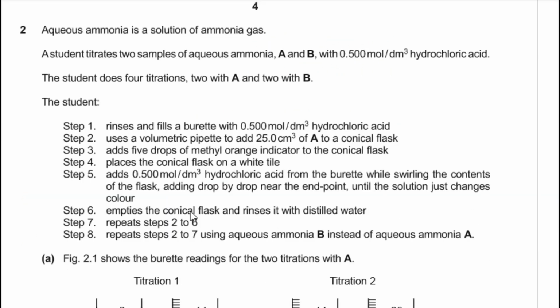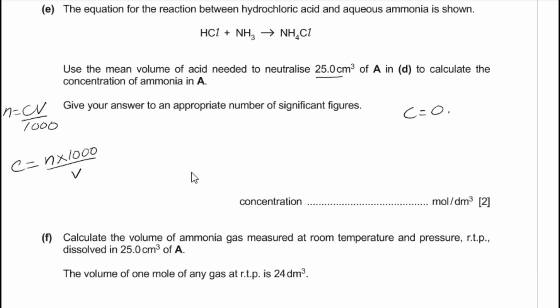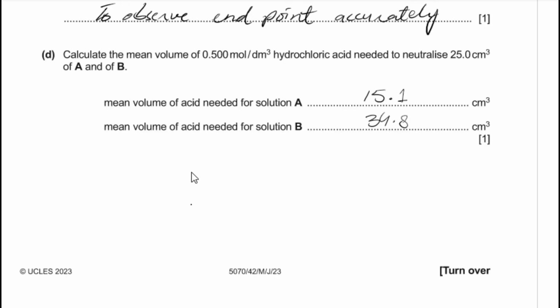In the question, in the second statement, it is mentioned that a student titrates 2 samples of aqueous ammonia A and B with 0.5 mole per cubic decimeter HCl. That is the concentration of acid. So from the data, we know that for acid, concentration was 0.5 mole per cubic decimeter and the volume was 15.1.